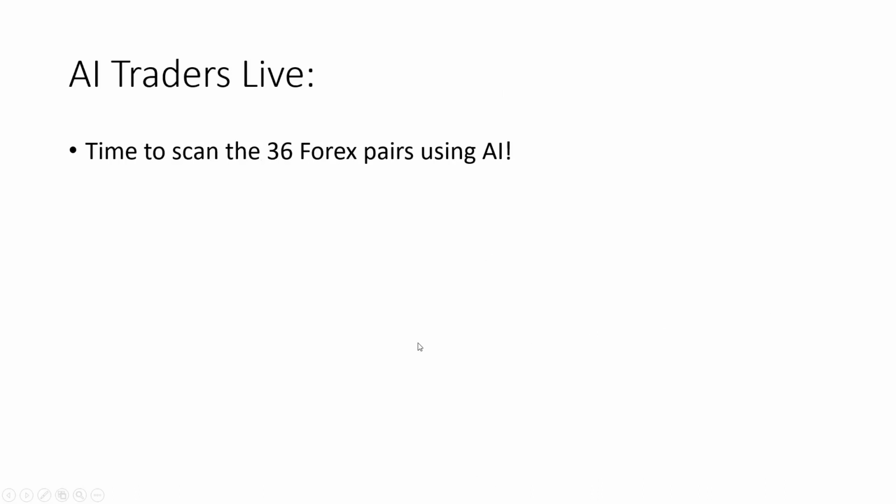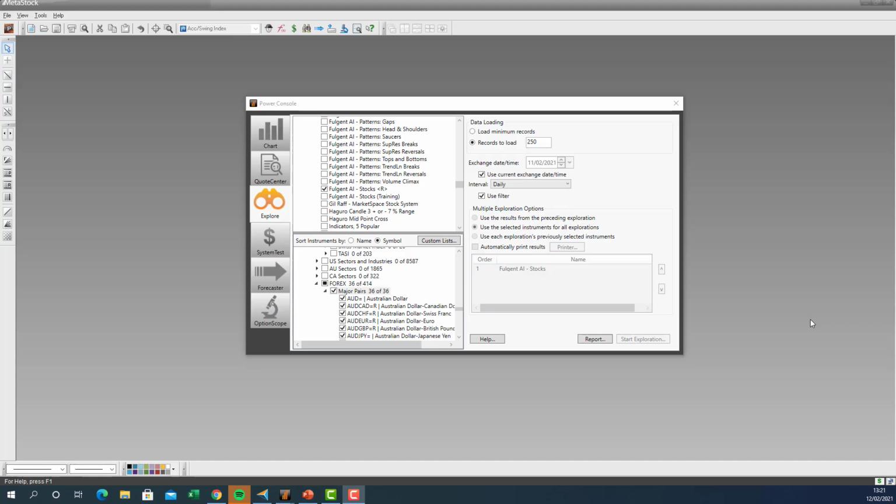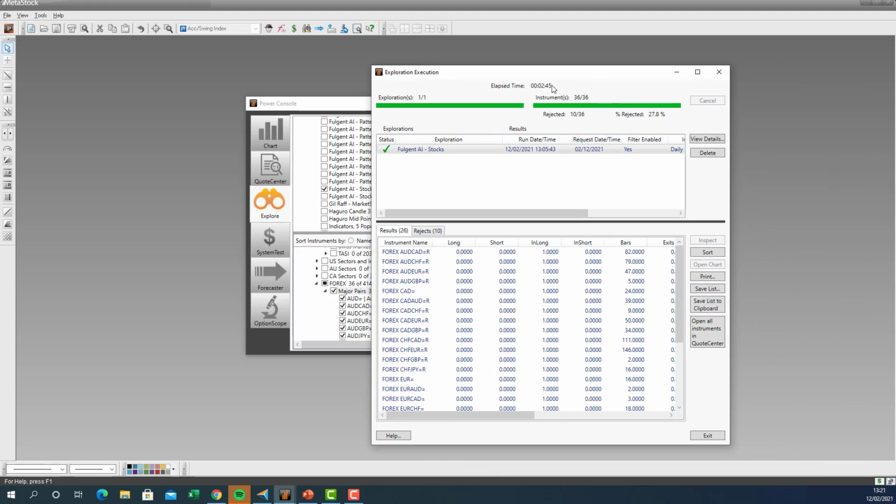So here we go. We're going to scan the 36 Forex pairs using artificial intelligence. So let's jump straight into the Metastock platform. I've got the Explorer tab open here on the Power Console, and I've selected the Fulgent AI search engine. I've now selected the 36 major Forex pairs, and I started the exploration. I did it before the show actually. It took about 2 minutes and 45 seconds to scan all those currency pairs.